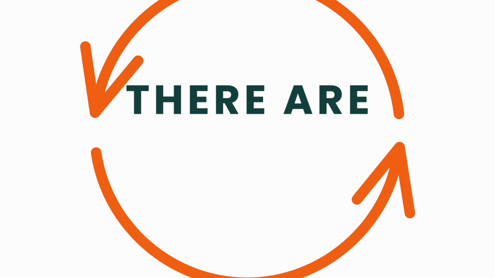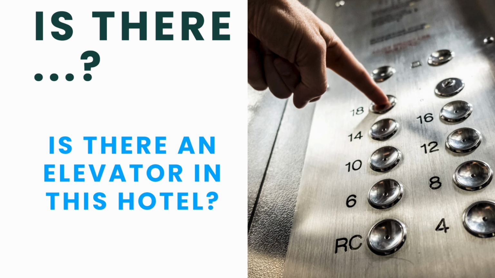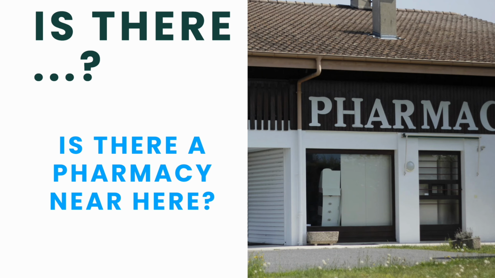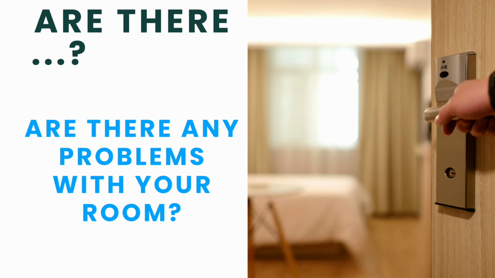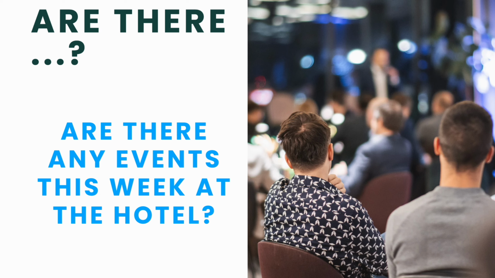So there was, there are, and now it is are there. Very simple, right? Here are a couple of examples. Is there an elevator in this hotel? Is there a pharmacy near here? Are there any problems with your room? Are there many rooms in this hotel? Are there any events this week at the hotel?